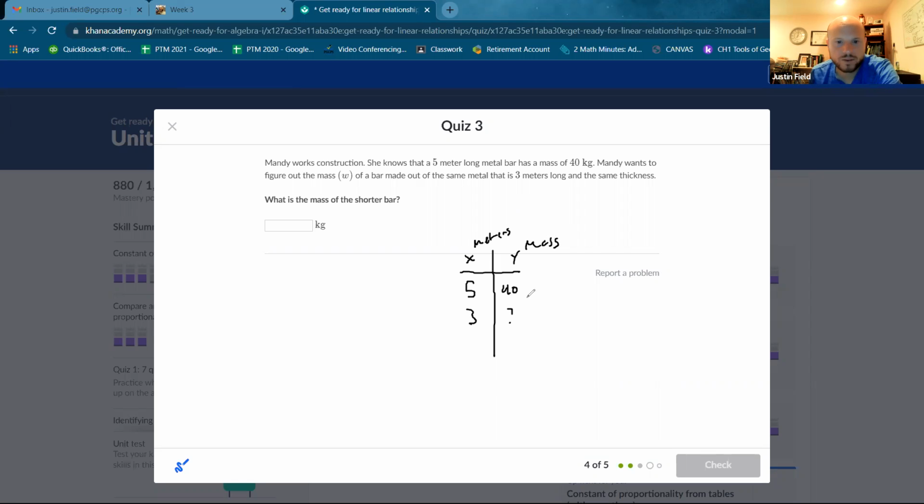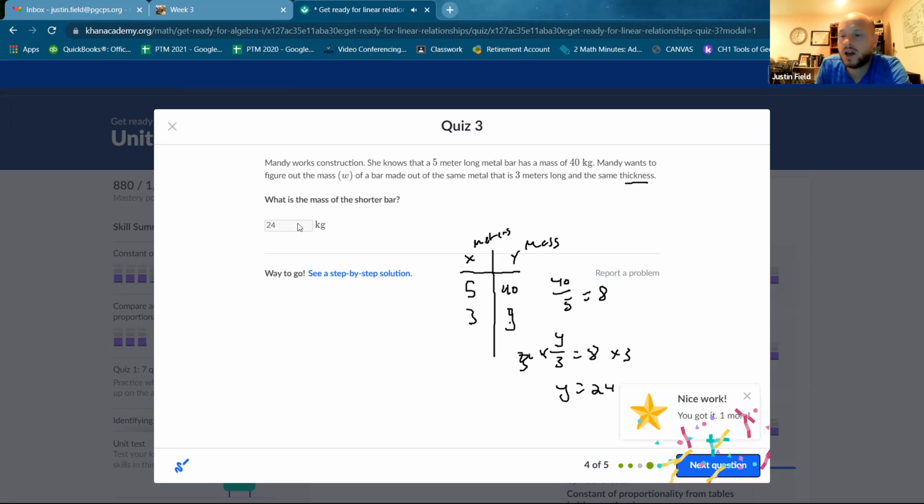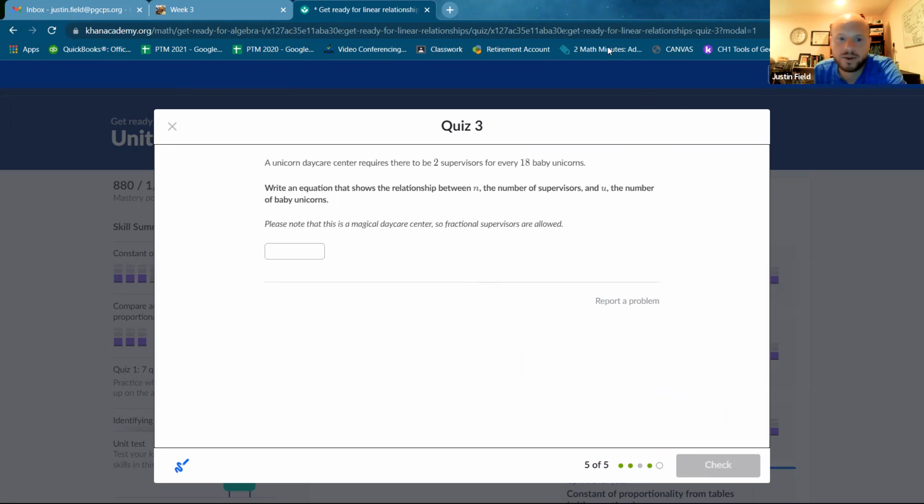So they are proportional because they have the same thickness. So 40 over 5 is 8, right? We want to figure out whatever this is. Let's call it y. y over 3 equals 8. So what do we do? Multiply by 3, and we get 24. I'm just showing you that because a lot of times when I have information from word problems, I create a table to help me make sense of the problem. And I encourage you to do the same.